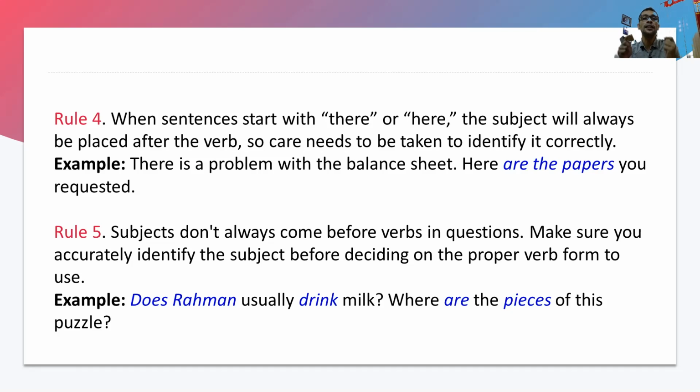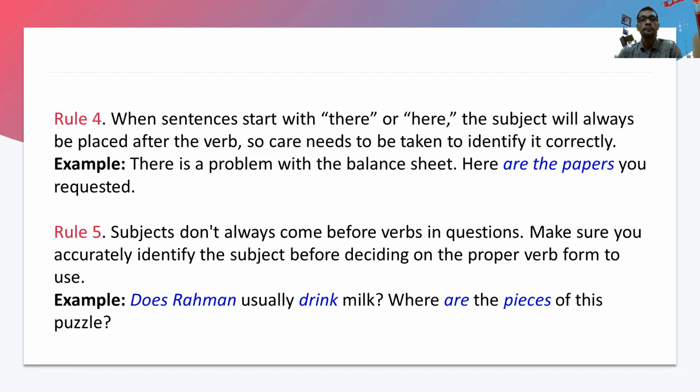One thing I want you to give more extra emphasis, that is examples. Just look at the examples very carefully to get a very clear idea of the rule. So this example, does Rahman usually drink milk? Where are the pieces? I have used are because pieces is plural. I have used does because drink is singular. This must be very much important for you to take a note.